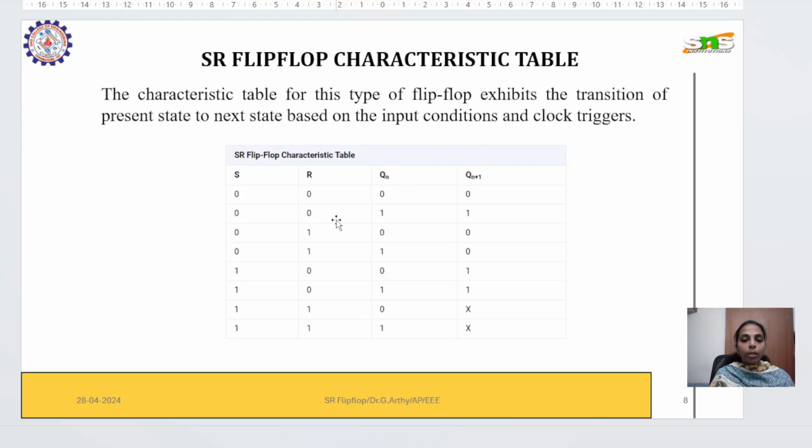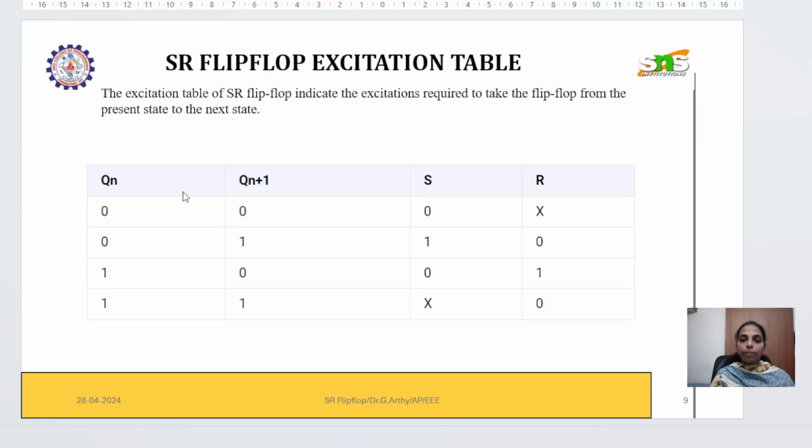When the inputs are 0 and 0 and the present state is 1, what will be the output? The study of this, that is, when the inputs are 0 1 and 1 0 and so on with a particular present state, what will be the next state, is known as the characteristic table. From this, the characteristic equation will be derived, which is used to generate the logical circuit. So this is a very important table, the characteristic table, which helps us generate the characteristic equation.